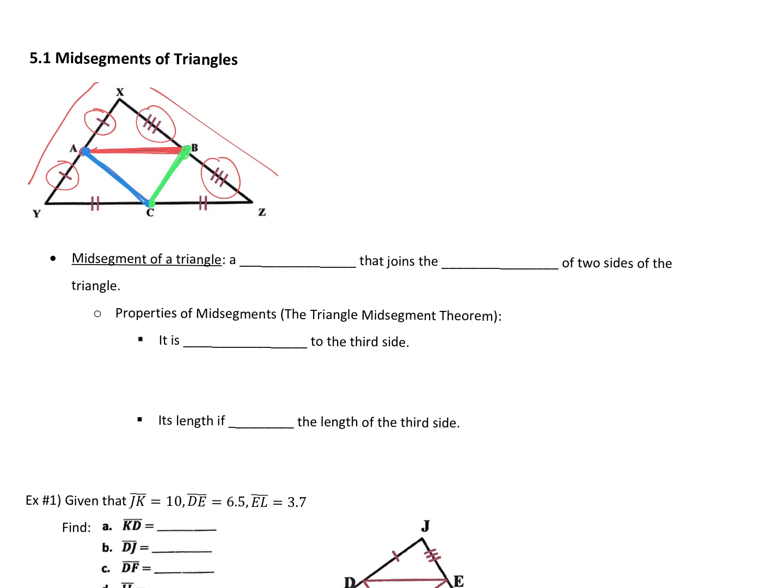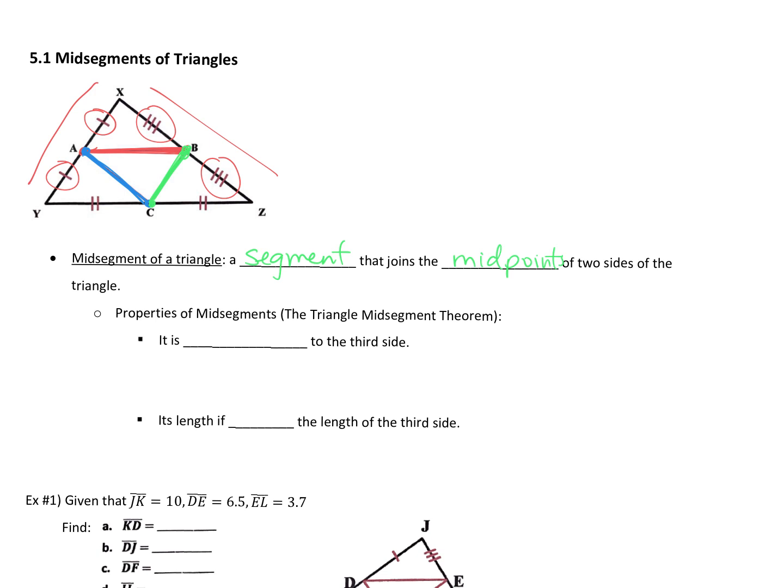So I'm going to tell you about mid-segments and what they entail. Then there's a few things to know about them. A mid-segment of a triangle is a segment that joins the midpoints of two sides of the triangle. Okay, so that's what I just showed you with AB, AC, and BC.